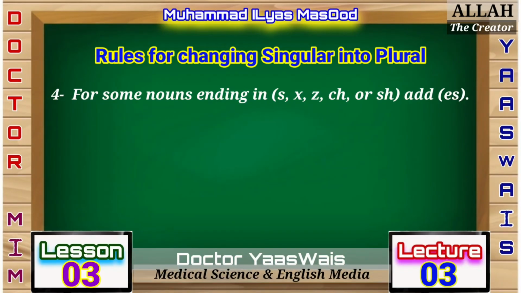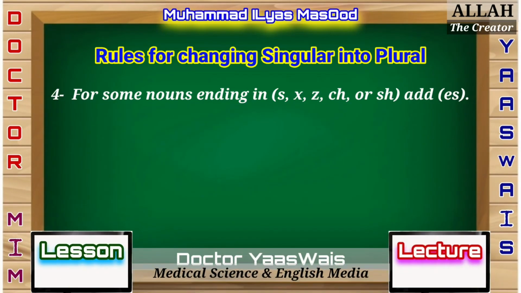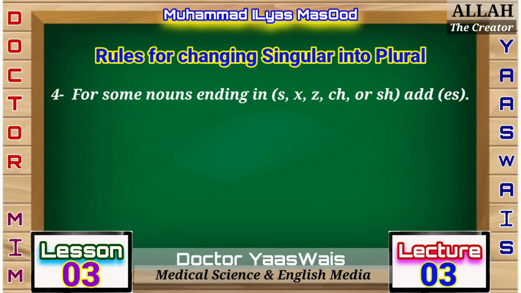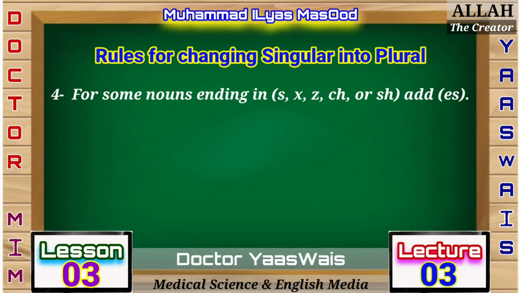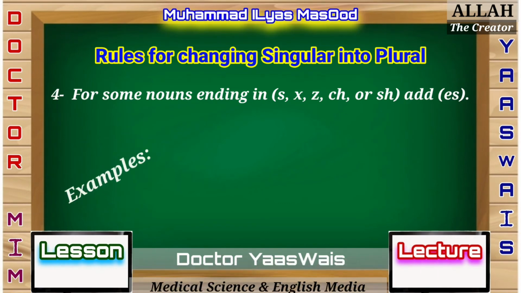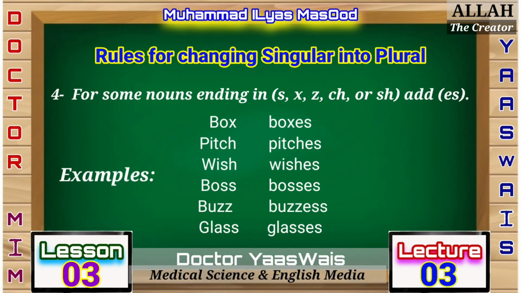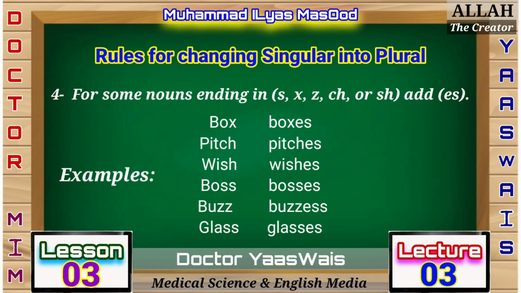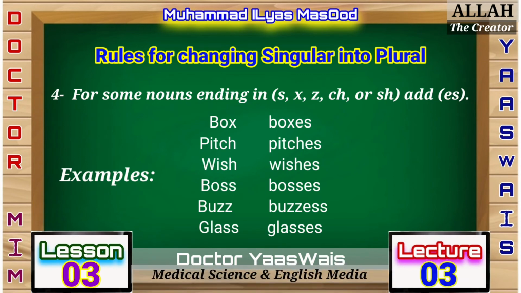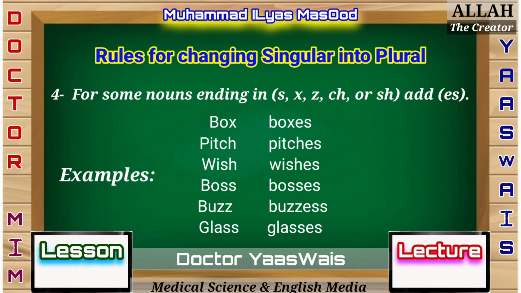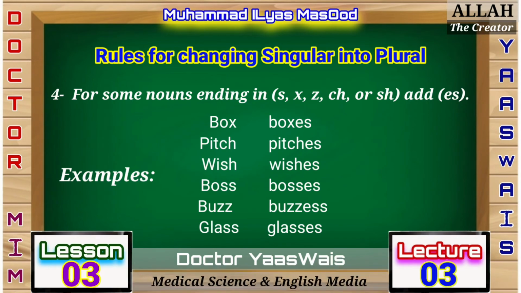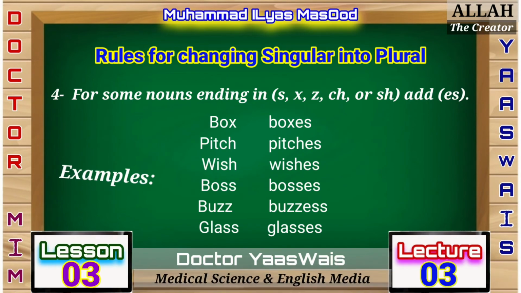Rule 4 says that for some nouns which end with s, x, z, ch or sh, you just have to add es. For example, for box is boxes, pitch, pitches, wish, wishes, boss, bosses, buzz, buzzes, and glass, glasses.